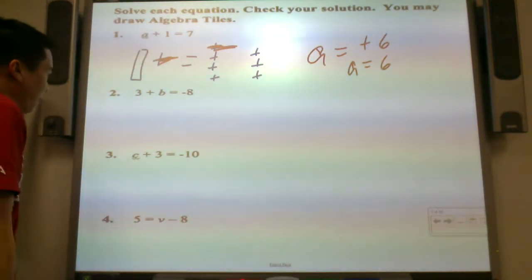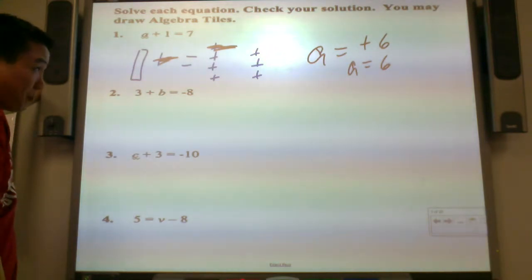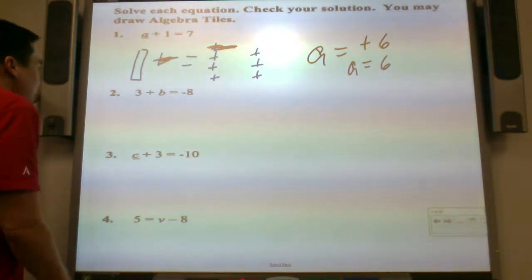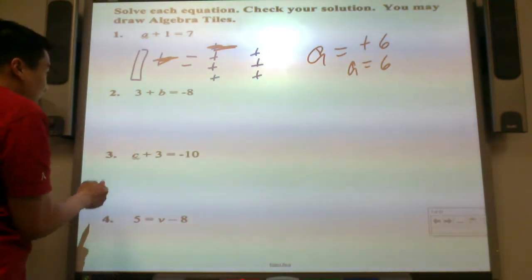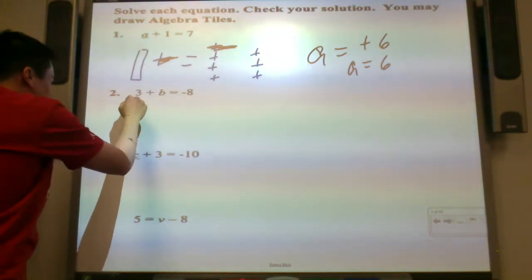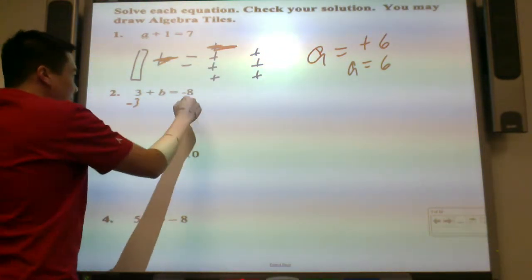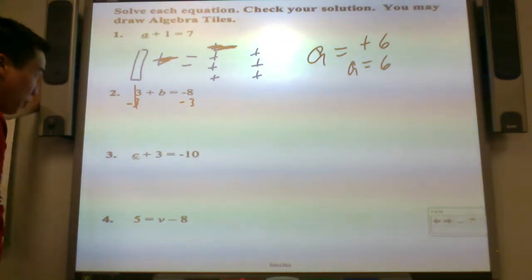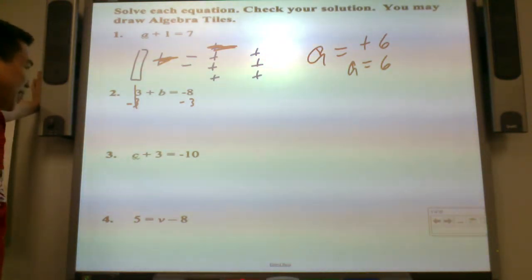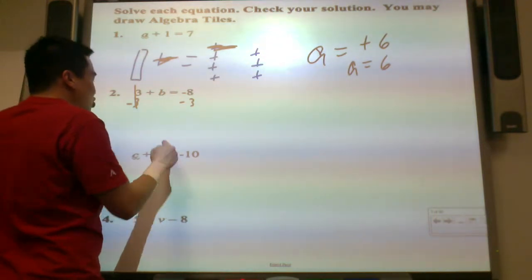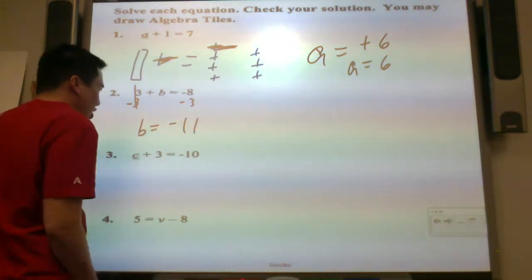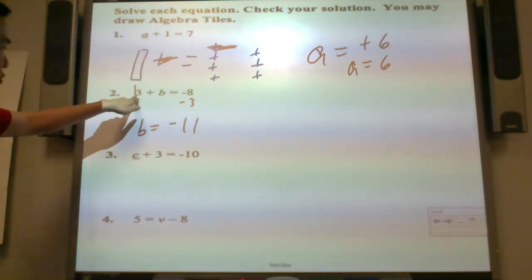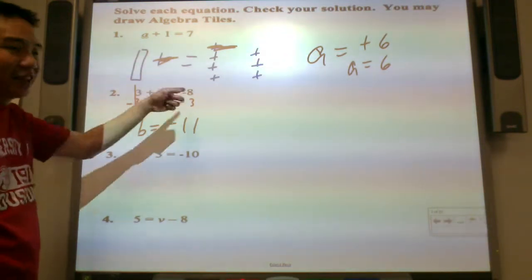3 plus a number that's represented by B is equal to negative 8. B says, I want to be myself. I want to isolate myself. So what's the opposite of 3? Inverse of 3 is negative 3. These cancel out. It's 3 positive with 3 negative, it becomes a zero pair. If you have 8 negatives and 3 negatives, how many negatives do you have? 11 negatives. To check your work, negative 11, 3 plus negative 11 is negative 8.